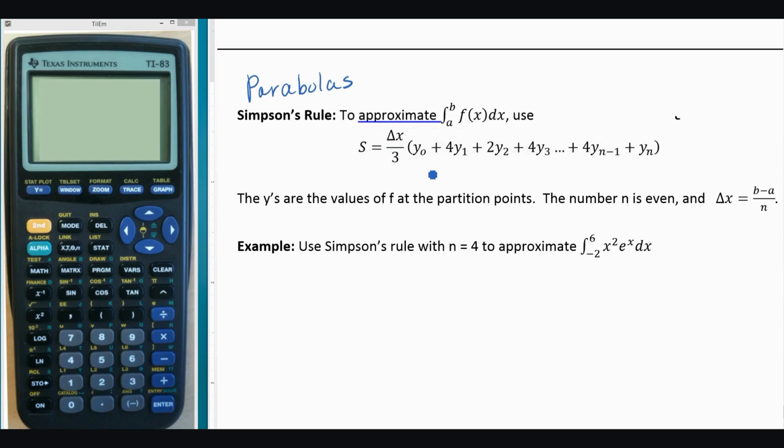in those, if you think about the bottoms of the widths, you're going to plug those into the function. So only 1 times the first one, and then you'll do this pattern of 4 times, 2 times, 4, all the way until just 1 times the last one. And it's important here that for Simpson's rule, your n has to be even.